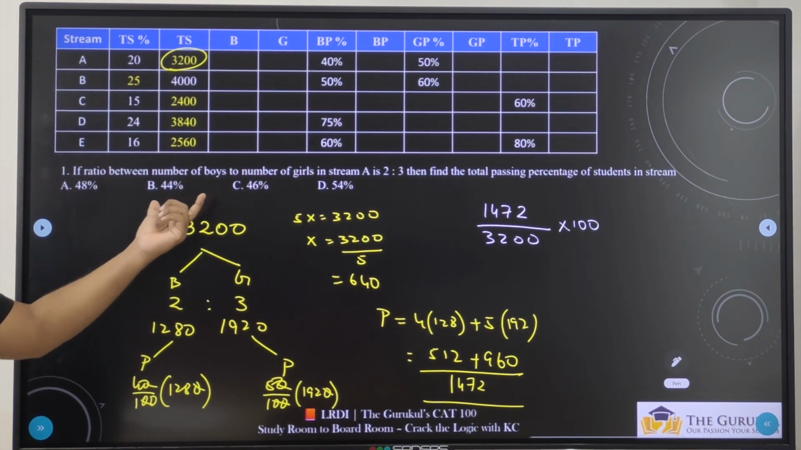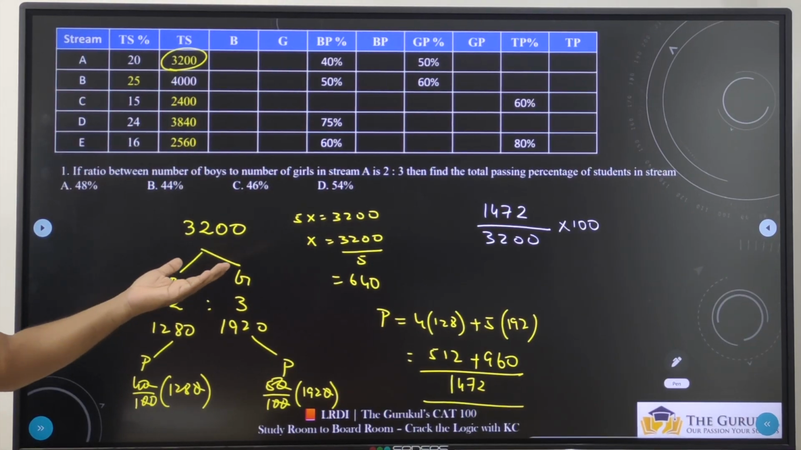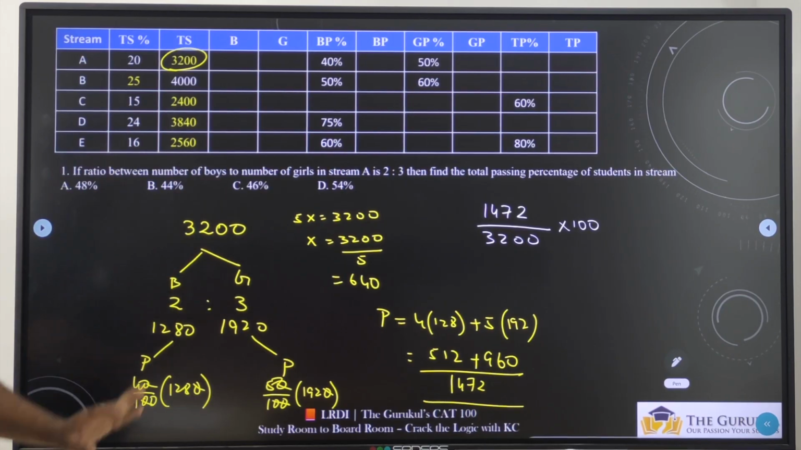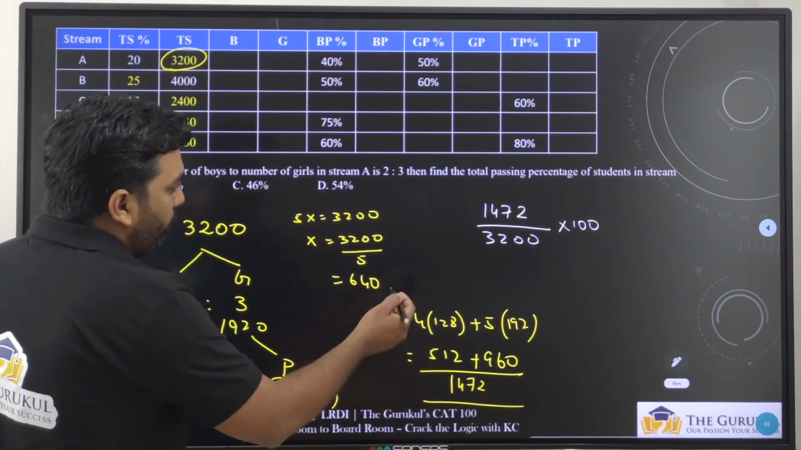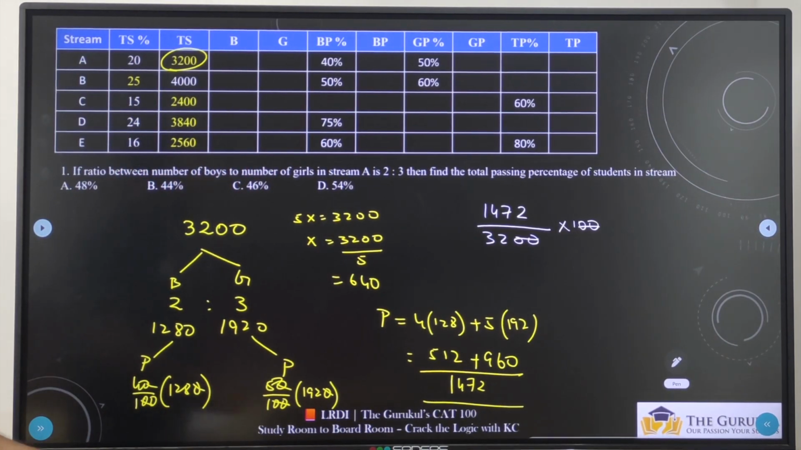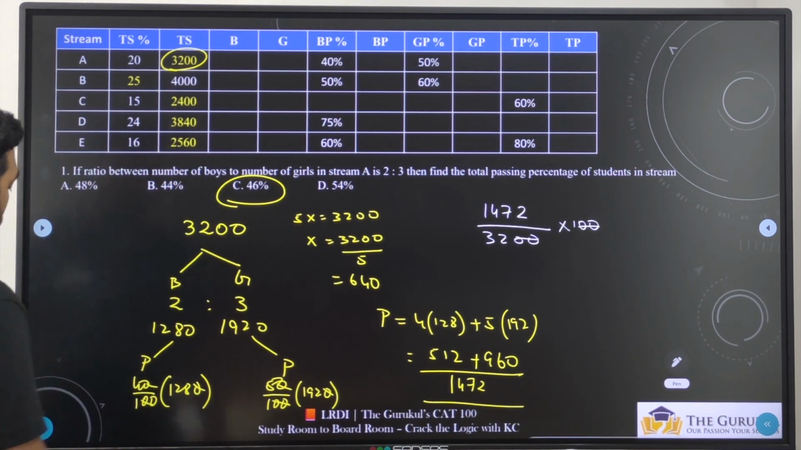Now, if the options are far away from each other, we could have approximated directly, but the options are very close: 48, 46, 44. So don't approximate, calculate normally so that you will get a proper answer. Because after coming to this point, if you make a mistake in calculation and get minus 1 mark, that doesn't make sense. So whenever the options are getting closer, don't approximate. If the options are far away from each other, you can directly approximate. Perfect. The answer is option C, 46%.